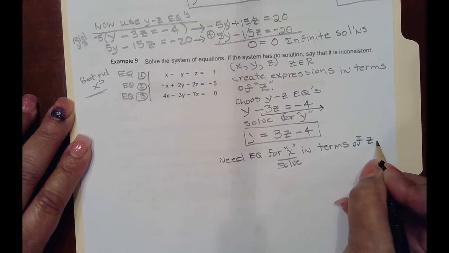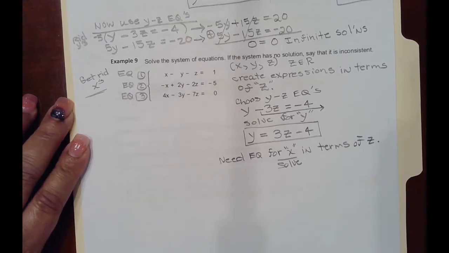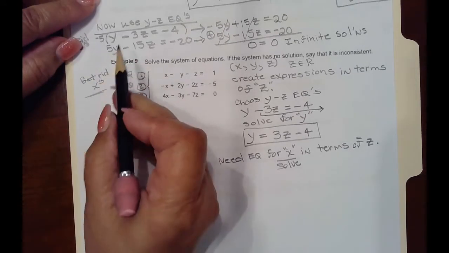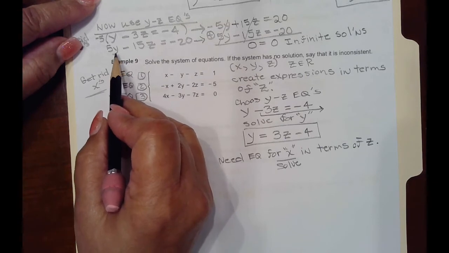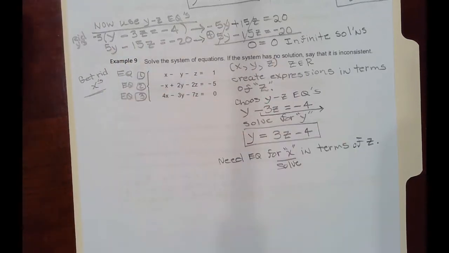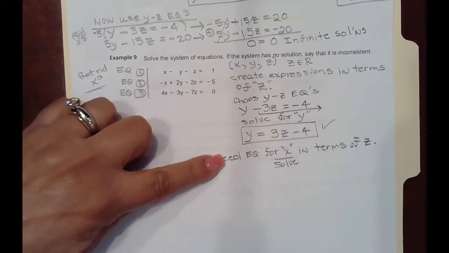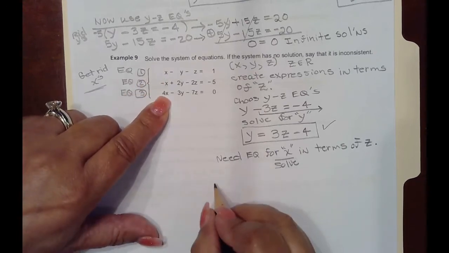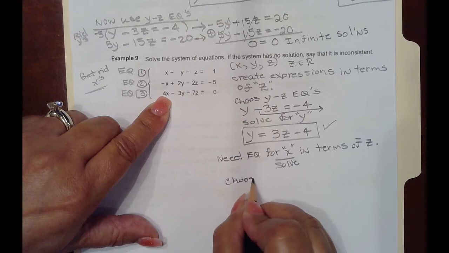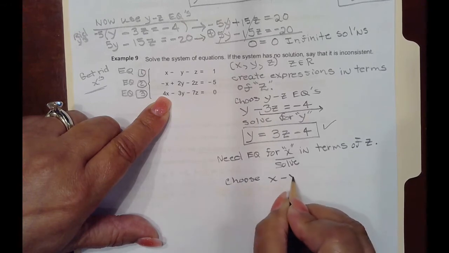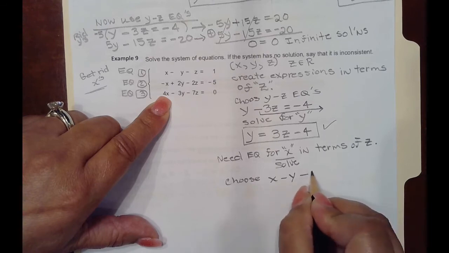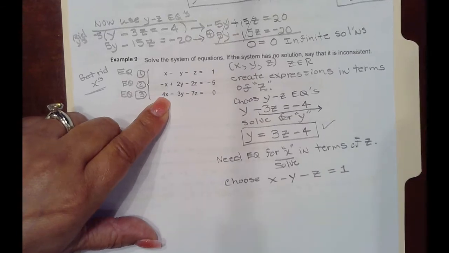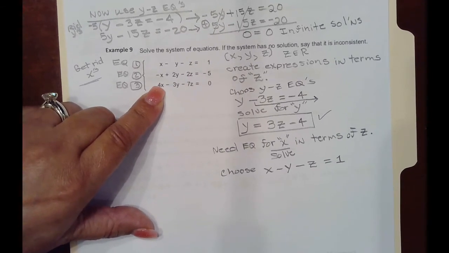So now what you need to do is go back up to the original system that has equations that have x's in them, because you can't go back to these little mini equations that you created because they only had y and z in them, and we already used those. I already used that to come up with this. Now I want to come up with an expression for x, so I can use this one, or this one, or this one. I think I'm going to use the top one. x minus y minus z is equal to 1.